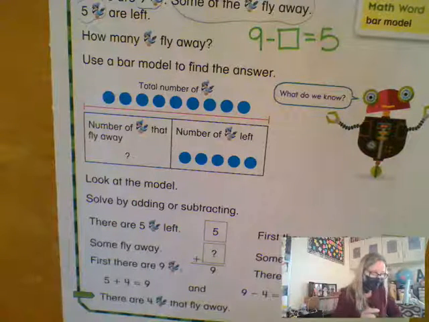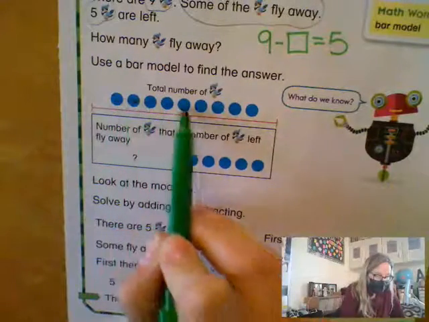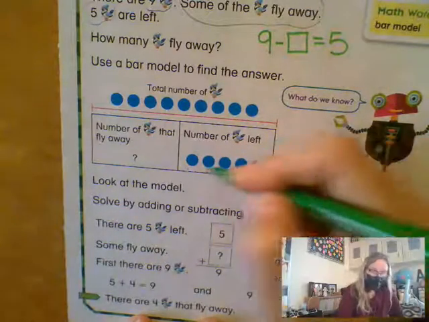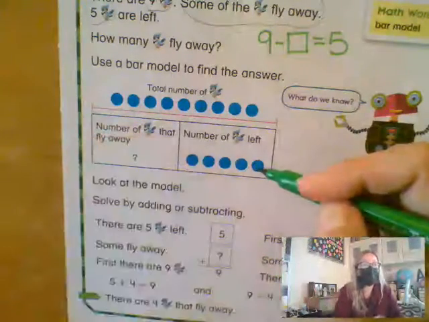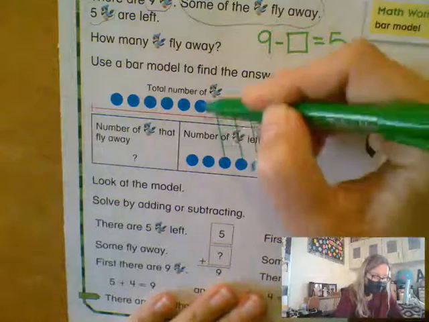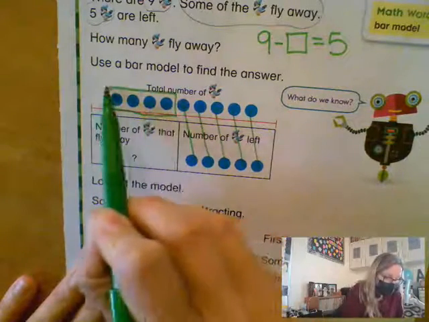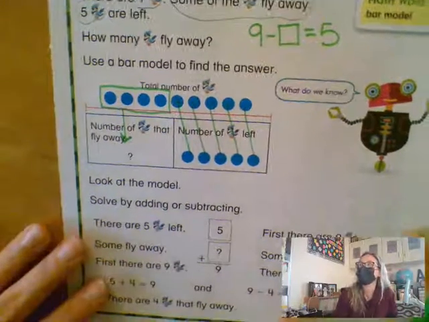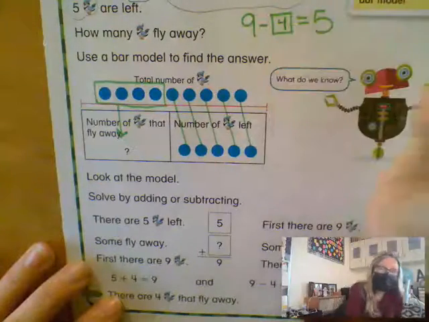All right. It's kind of like the part whole model, right? So we know that there are 1, 2, 3, 4, 5, 6, 7, 8, 9 all together. And we know that 5 of them are left over once this number we don't know flies away. So if we connect 1, 2, 3, 4, 5, what's left here will be the other part, and that will give us the missing number. So how many are left there, Serafina? 4. So our missing number here is 4.